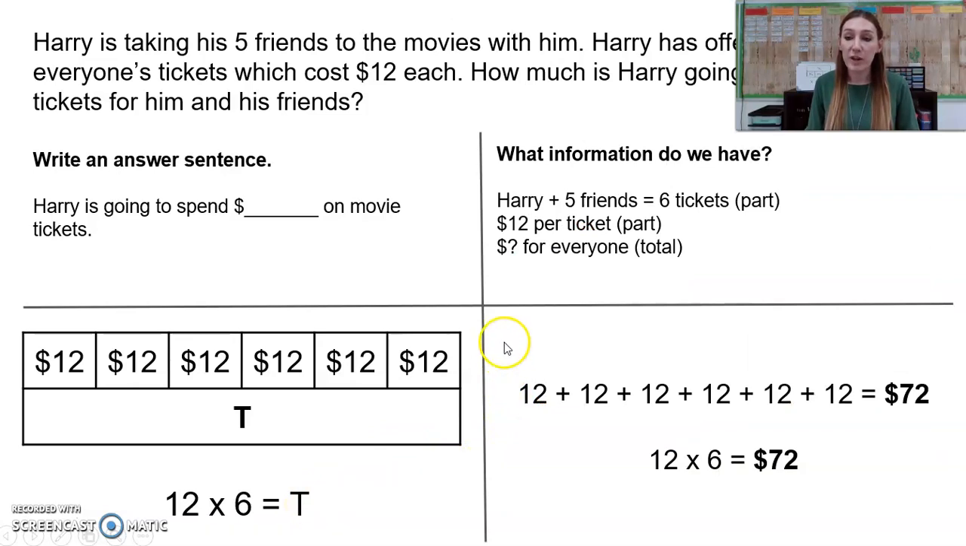And for our last step, we can solve. We could either use repeated addition, so we could add 12 6 times, or I can use multiplication. 12 times 6 equals 72.